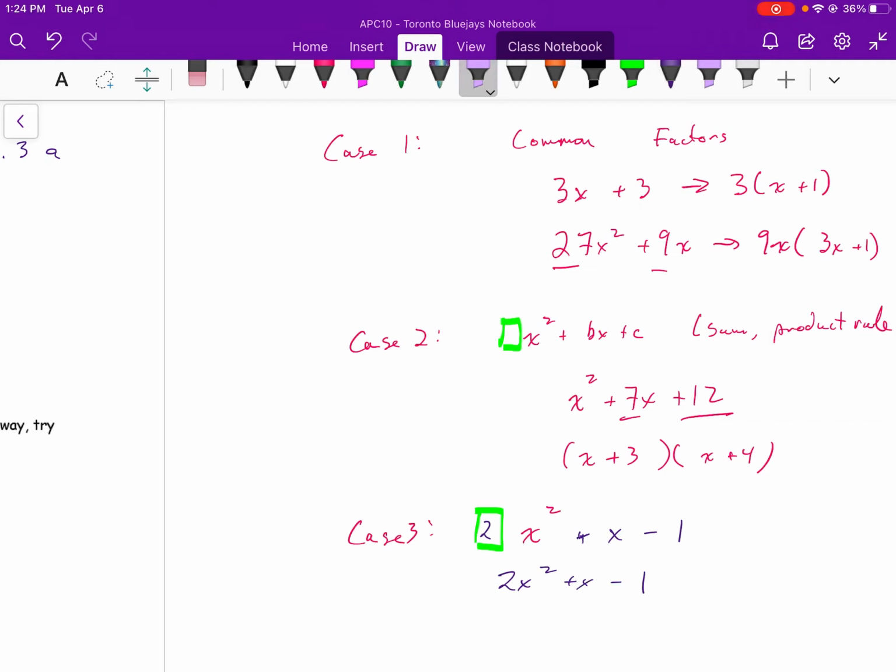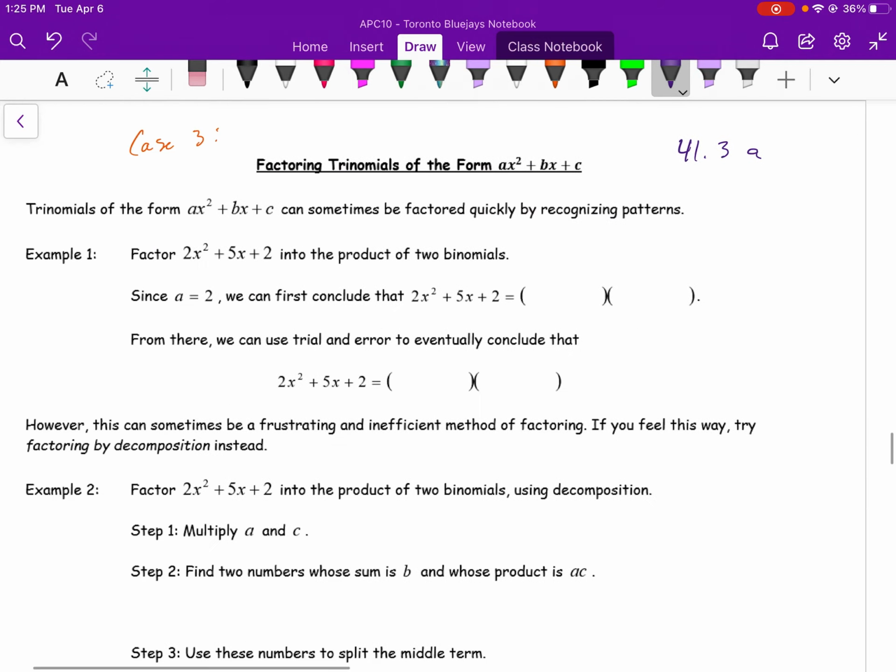If you take a look, can you use case 1? No, because there's no greatest common factor between all the terms. Can you use the sum product rule? Well, no, simply because the coefficient in front of the x squared is 2. So we're forced to use this far more robust case of factoring. So without any delay, let us begin to factor.